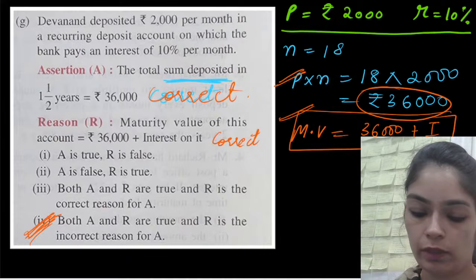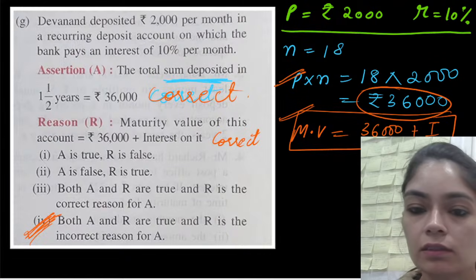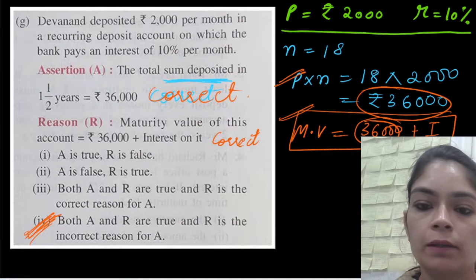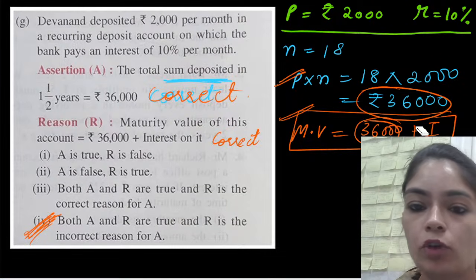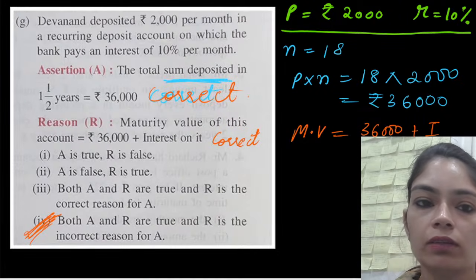MV and total deposit aren't related. No. See, MV is total deposit plus interest. Right. So here the total deposit formula is P into N. So they are not related. See, this is a different formula.